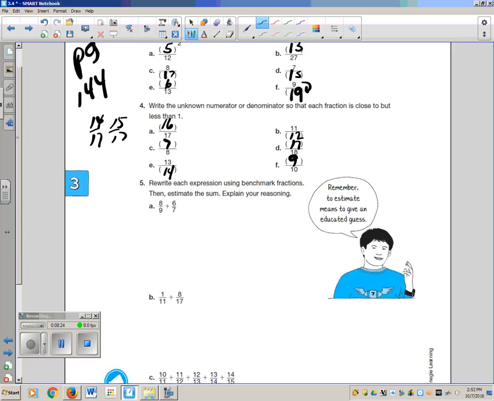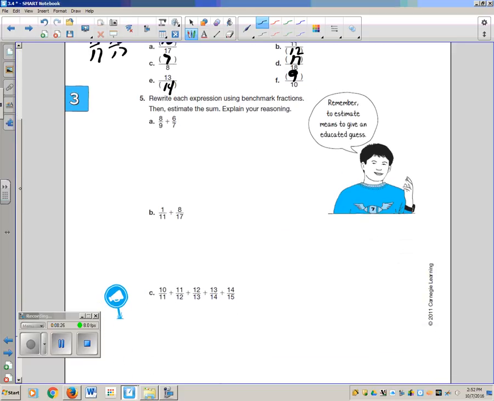Benchmark fractions. Woohoo! Number 5, rewrite each expression using benchmark fractions, then estimate the sum, explain your reasoning. 8 ninths, is that closest to 0, 1/2, or 1? Hopefully you just said 1, at least in your head. 6 sevenths is closest to 1. So an estimate for 8 ninths plus 6 sevenths would be 2.